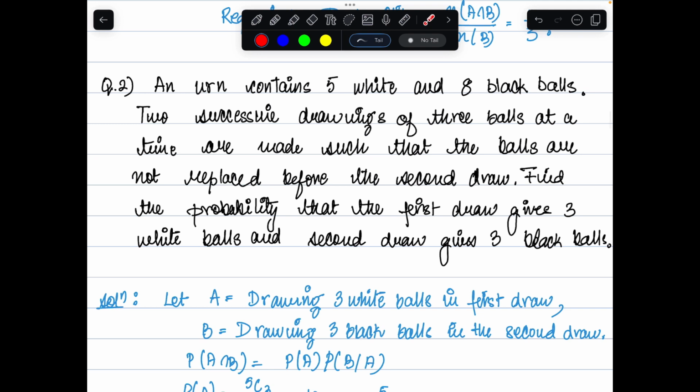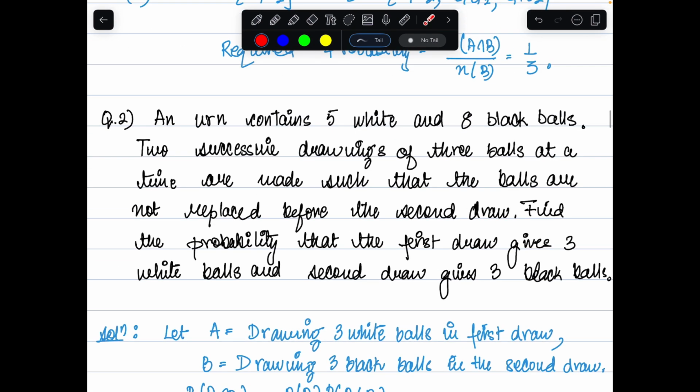So I think you're able to understand. I will repeat one more time. You have 5 white balls and 8 black balls. 2 successive drawings are happening, so 2 times you are picking. First time you are picking 3 balls, and the next time again you are picking 3 balls. When you are picking for the first time, 3 balls are picked at once. That's what they are doing actually.